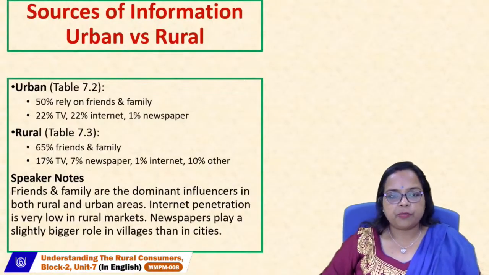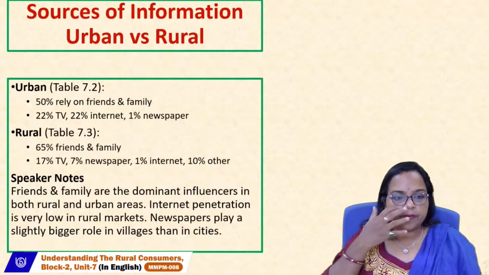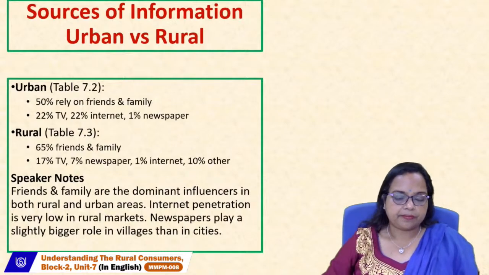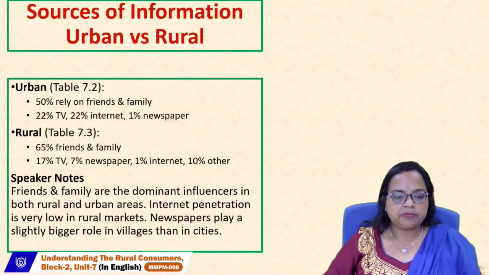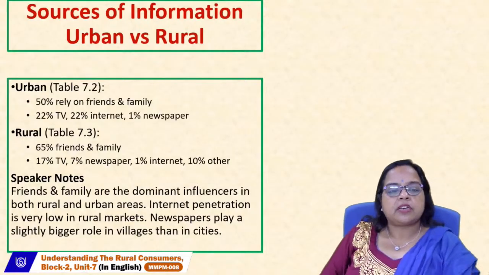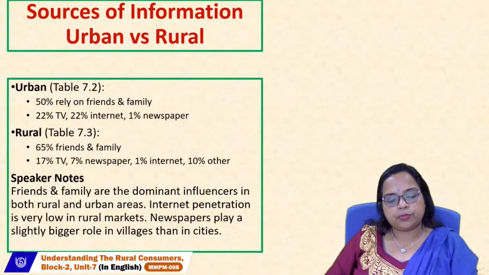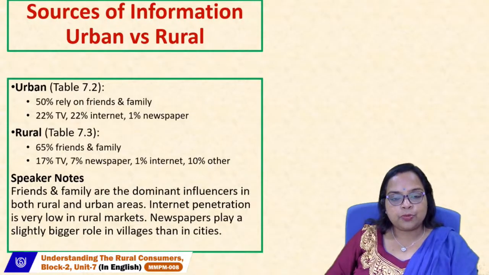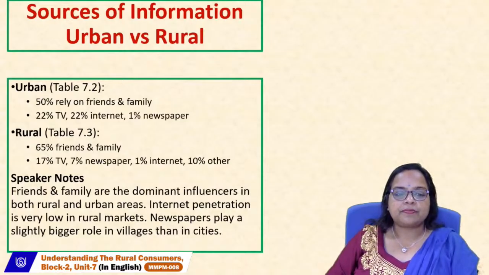What are the sources of information? Urban, there is a table 7.2 where you are understanding that 50% rely on friends and family. For their buying decision, 50% of respondents are relying on their friends and family viewpoints. 22% dependency on TV advertisement, 22% on internet exposure, and 1% on newspaper advertisement. So you can understand newspaper advertisement is not having that impact on the buying behavior of customers.